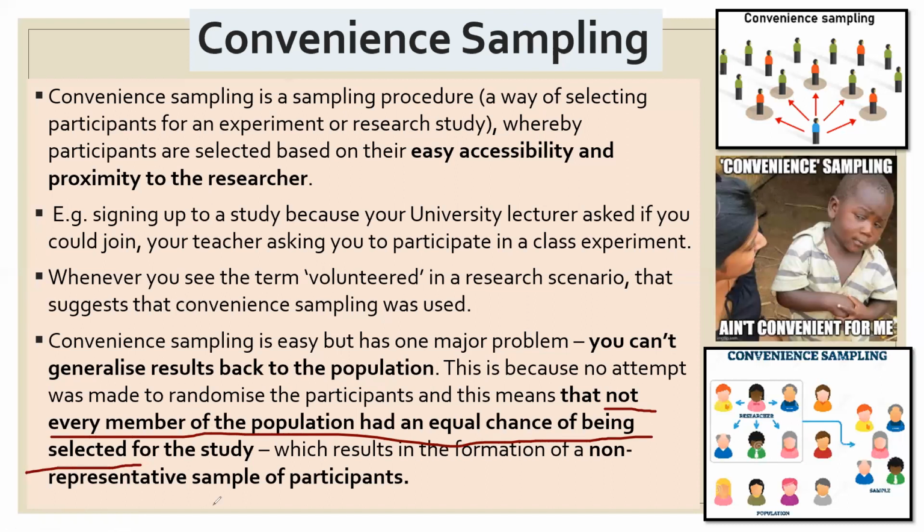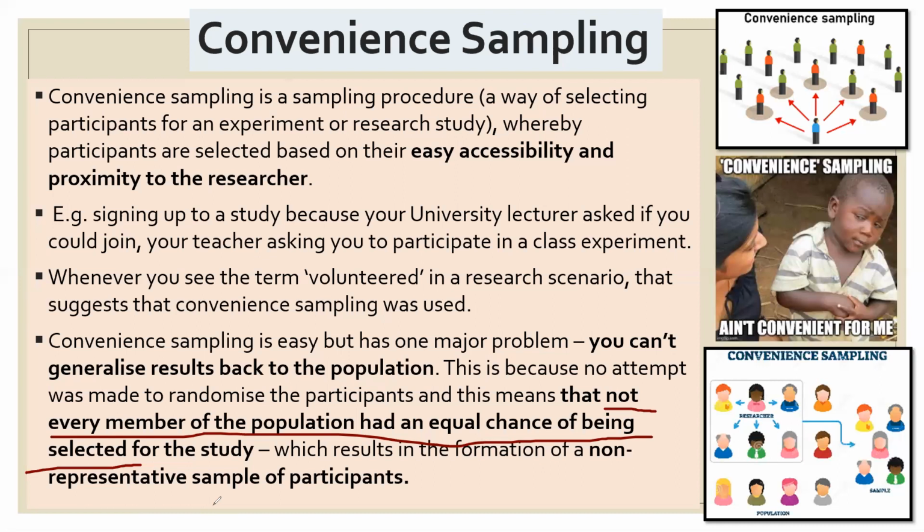If I say, okay, I want my year 10 class to be the participants for my study, because you guys are close to me and it's easy for me to use you for my experiment, I'm selecting you as my participants, but that means that I'm not allowing the other year 10 science classes to be involved. So basically, I'm shutting them off and only using you guys.